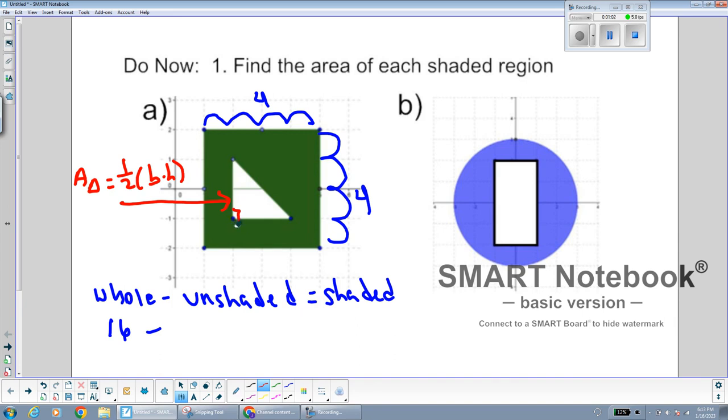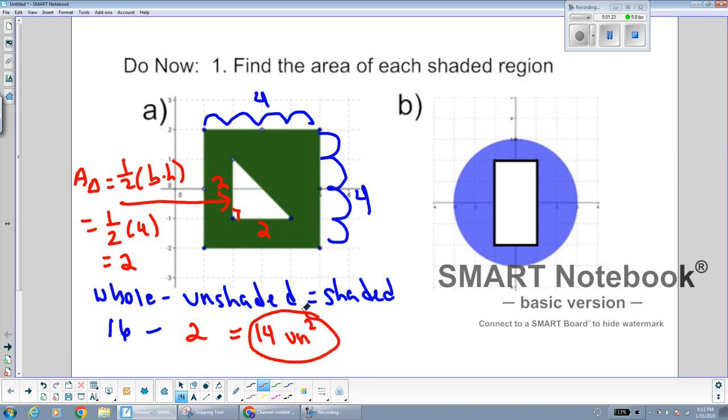So the base is 1, 2, and the height is also 2. So the area is 1/2 of 4, which is 2. So we have the area of the shaded region is 14 units squared.